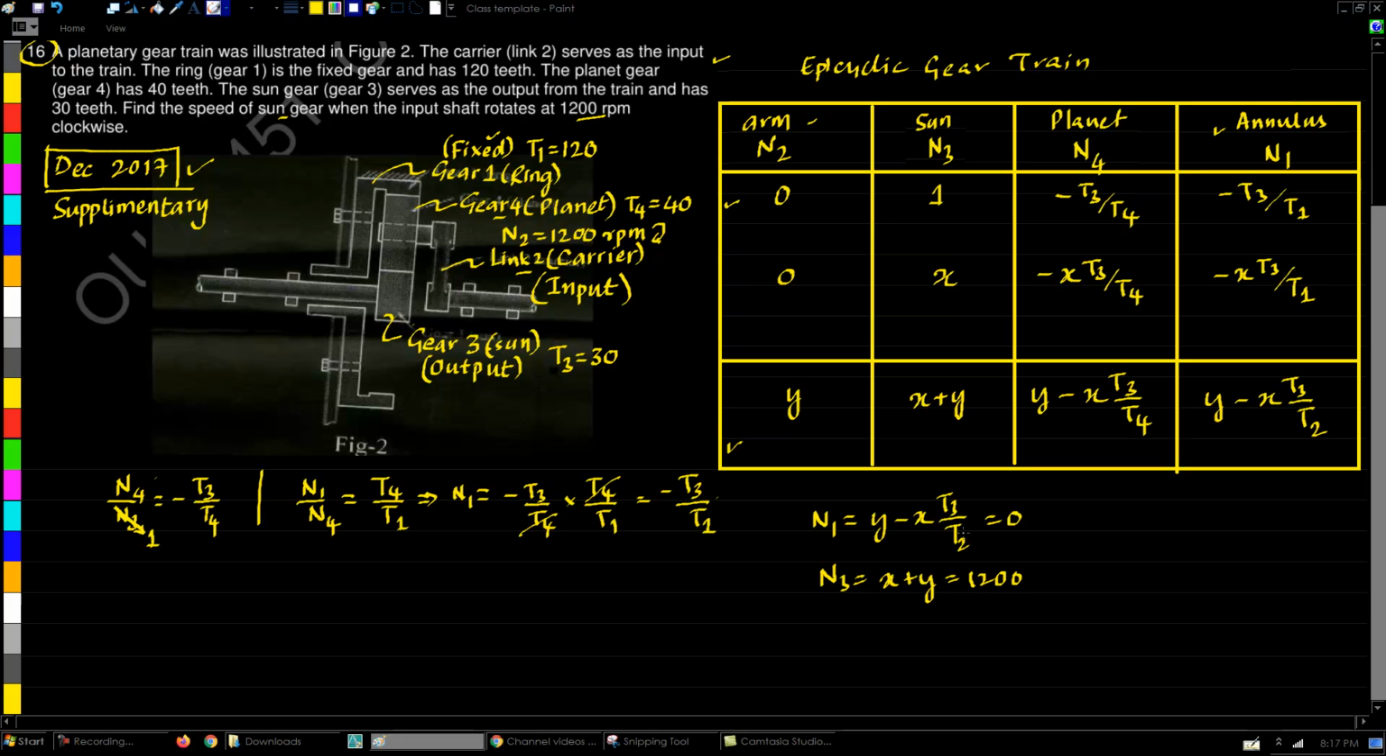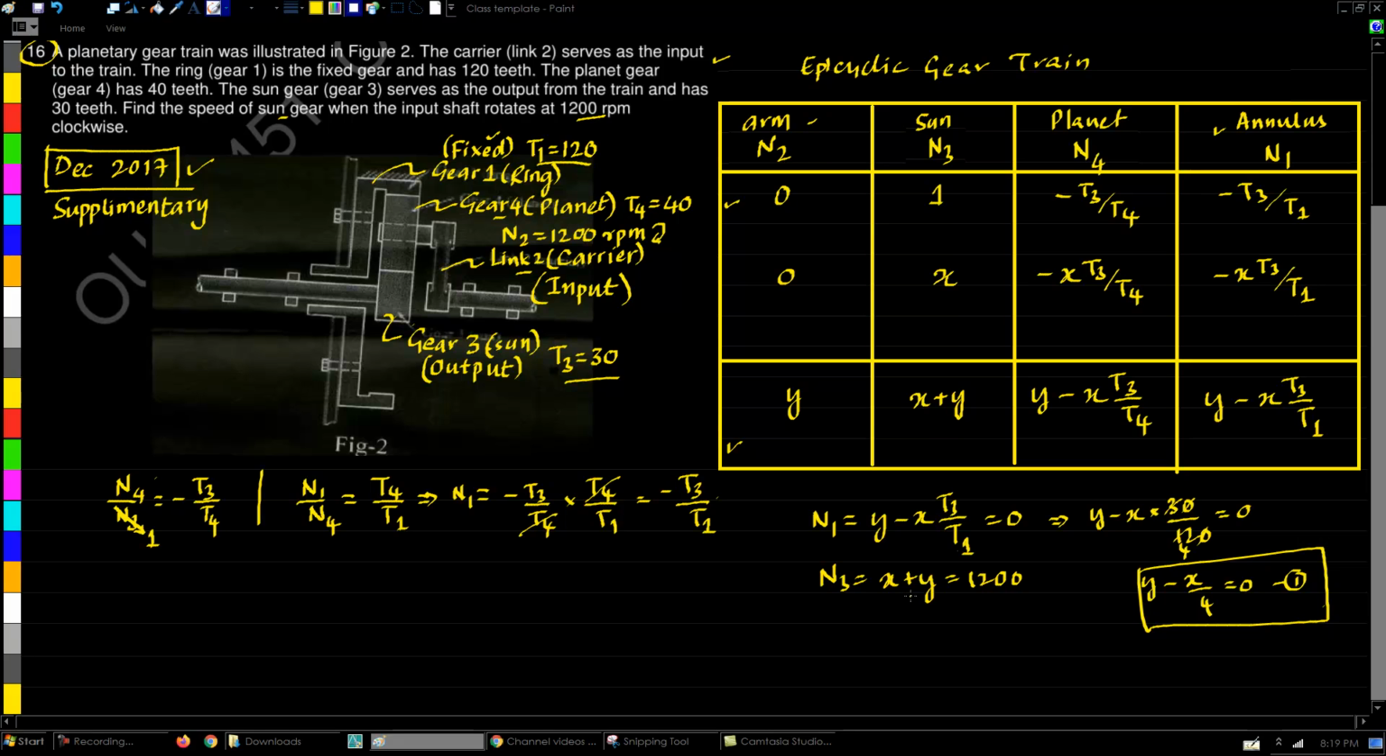Now we need to solve these two equations to get the value of X and Y, and that will allow us to find all the speeds. So in the question, we have been provided the T3 number of teeth as well as T1 number of teeth. So let us substitute them here. So we get Y minus X times T3, which is 30, divided by T1, which is 120, equal to 0. So cancelling these, we get equation Y minus X by 4 equals 0. So this is our equation number 1.